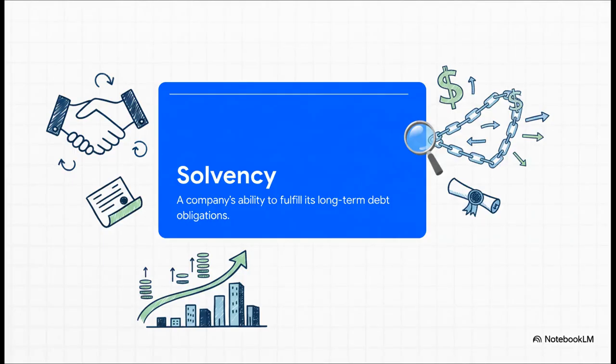Okay, the second vital sign is solvency. And if liquidity is about surviving the short term, solvency is all about the long haul. Can the company meet its big, long-term debts, like bonds? This is where we look at a company's debt, or what analysts like to call financial leverage.